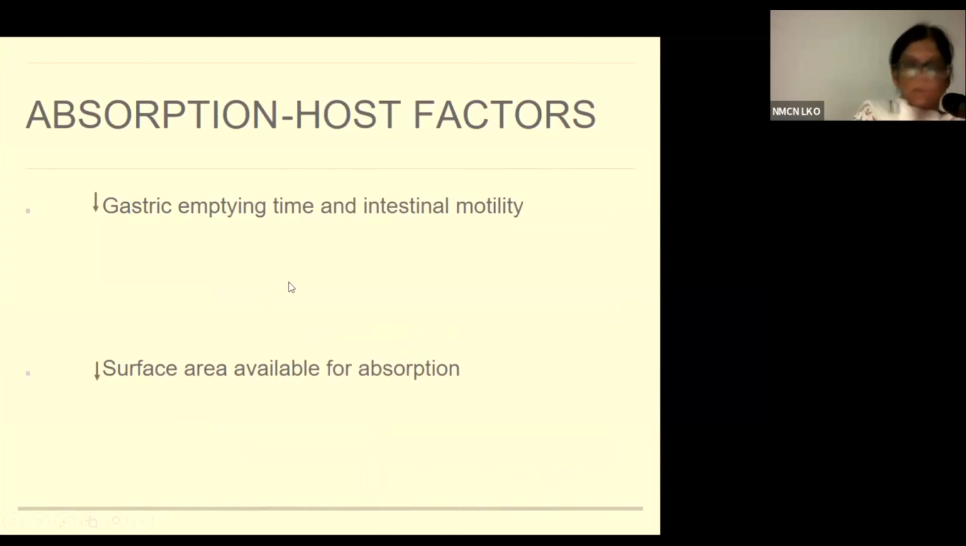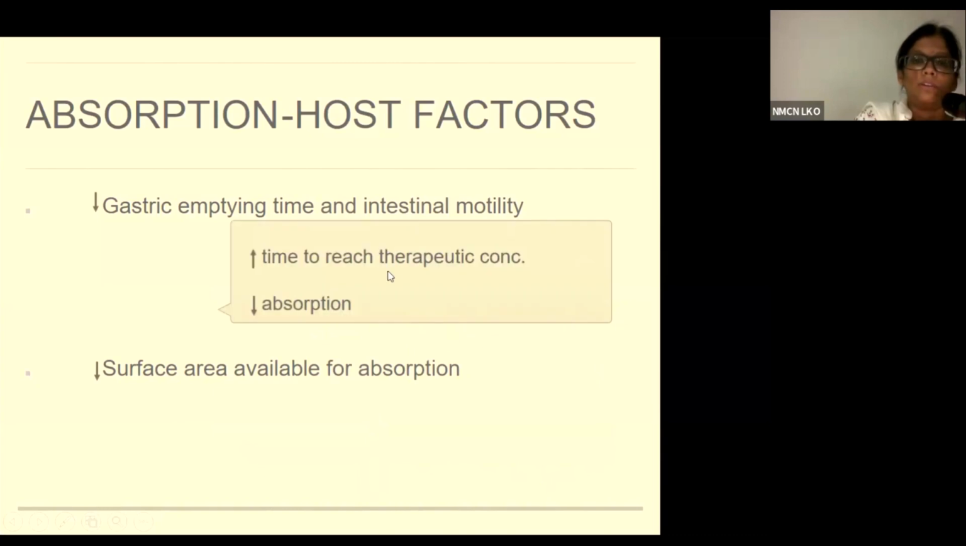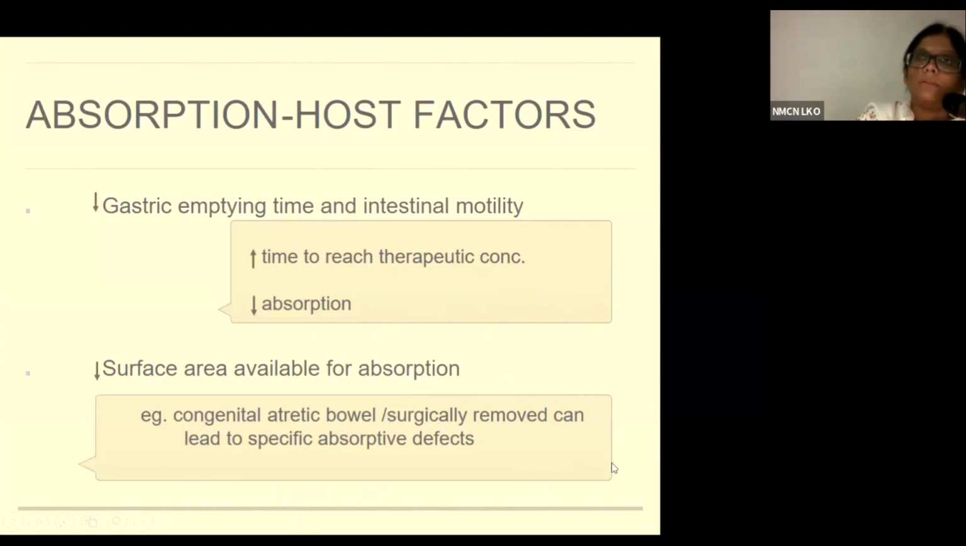Due to decreased gastric emptying time and intestinal motility in children, more time is required to reach the therapeutic drug concentration. And also this will hamper the absorption. Because of decreased surface area available for absorption, for example in the congenital atretic bowel or a surgically removed bowel, these can lead to specific absorptive defects.